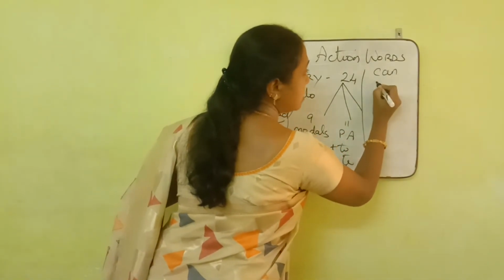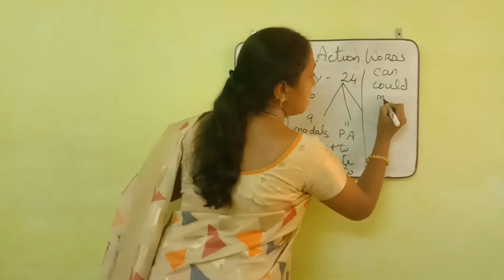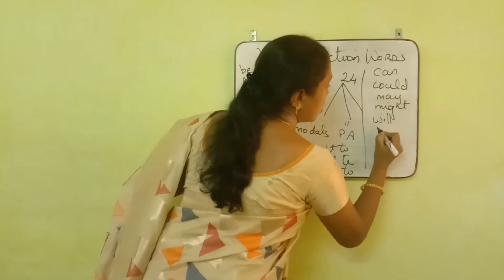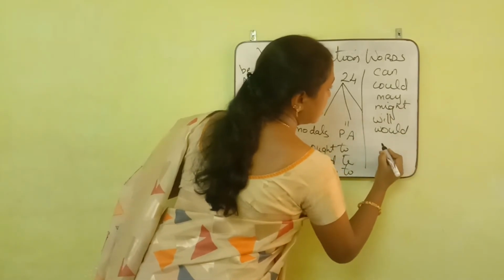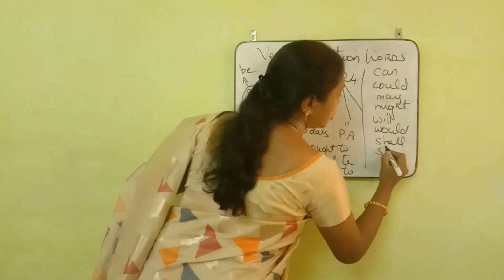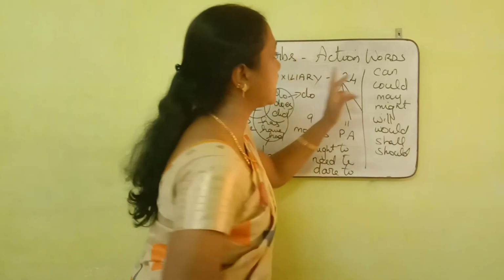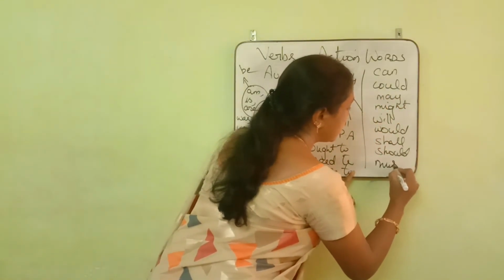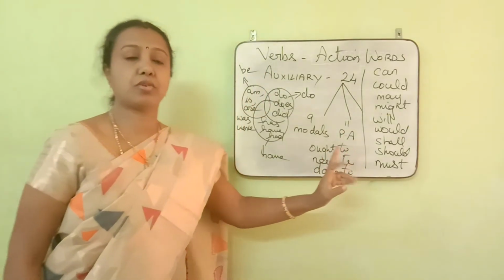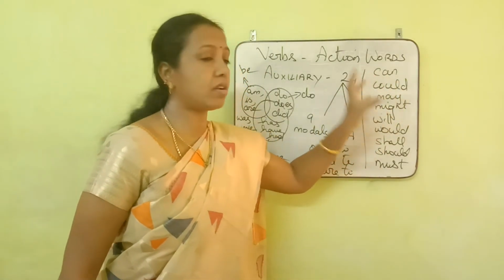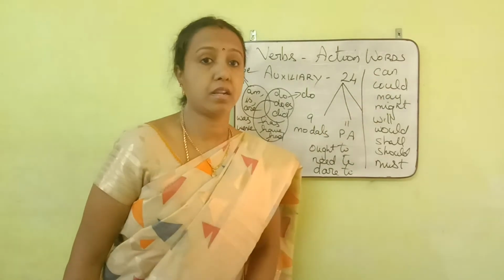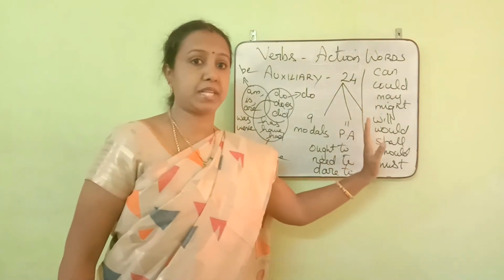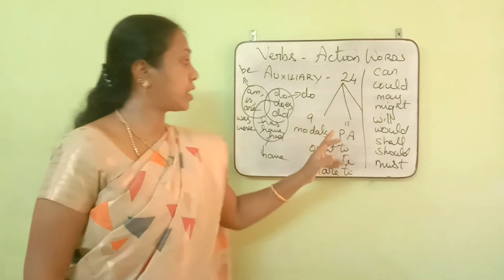The first one is can, the next one could, may, might, will, would, shall, should, and must. These are the modals. Each modal has different meanings. For example, when I talk about can, it talks about permission. Each modal has different meanings where you should use it in present tense or past tense or whatever it is. So those are modals.